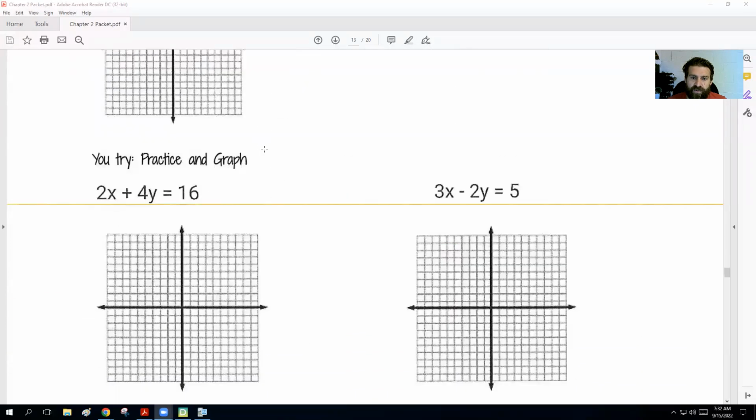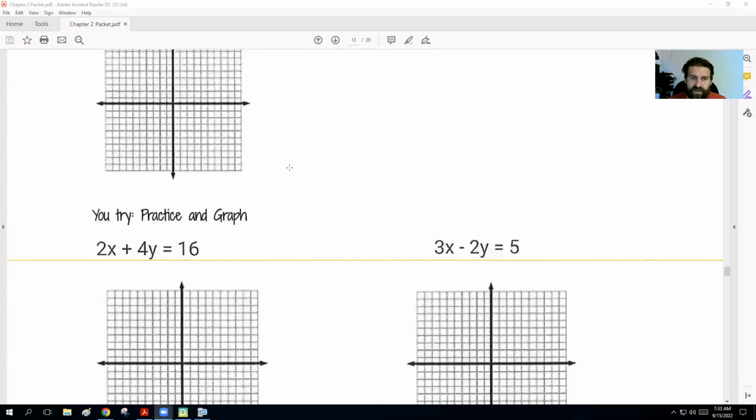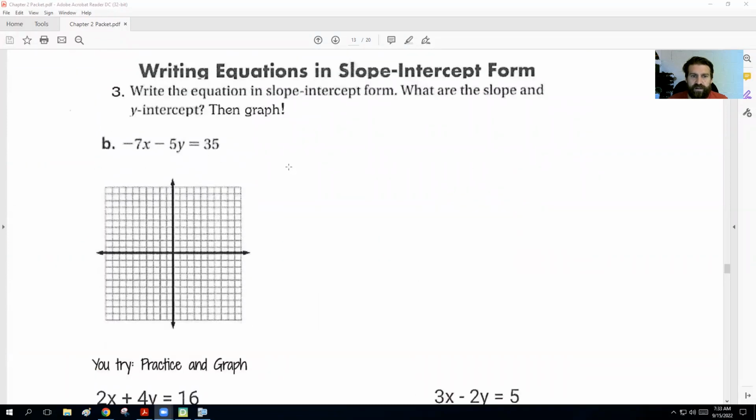All right, so what we're going to do here to practice is we've got 3 more problems. We'll figure out this equation and then graph it. All right, so let's do this. We're going to add the 7x over to both sides. Remember, we don't really do much. We just move it to the other side, and it would be a positive 7x plus 35.